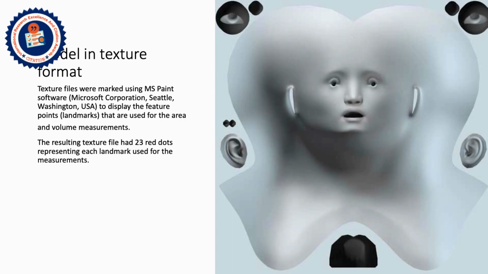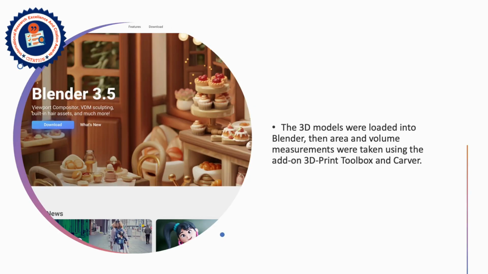Once we had the landmarks and boundaries well defined, as we had the model in texture format, we marked the texture format in MS Paint, so we could make sure that that area was marked. By the end of this marking, we had 23 red dots representing each landmark used for the measurements. And then the 3D models were loaded into Blender. The area and volume measurements were taken using the add-on 3D Print Toolbox and Carver.